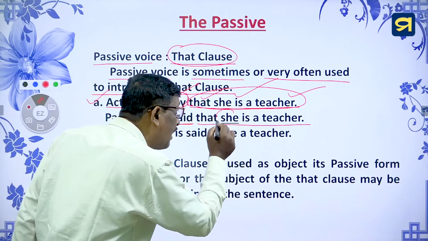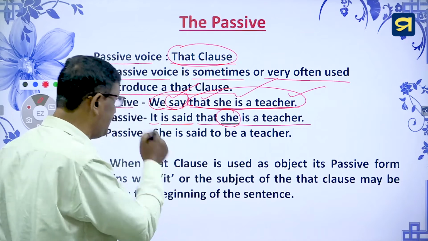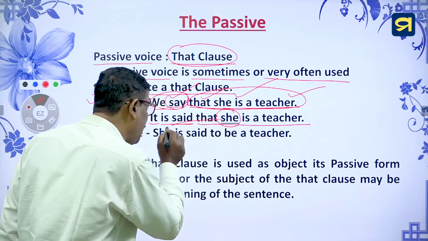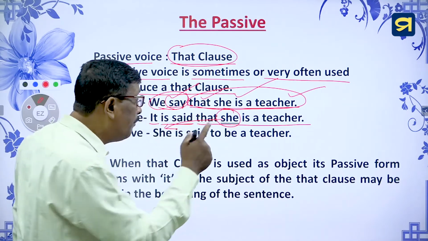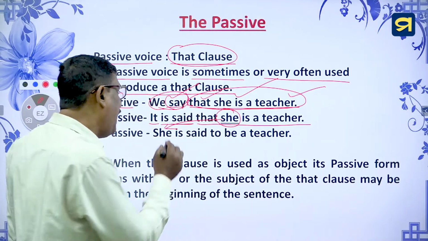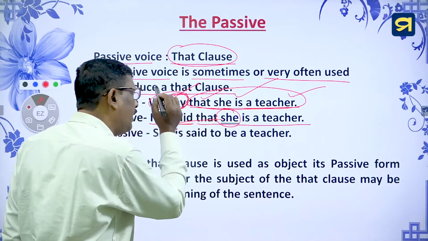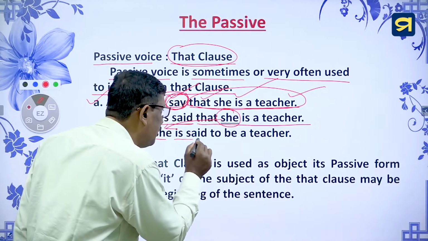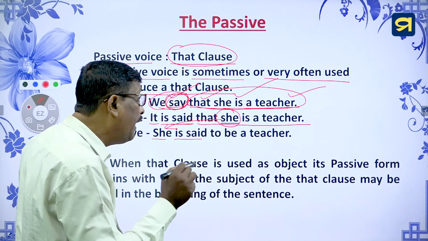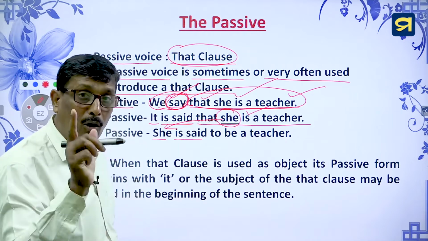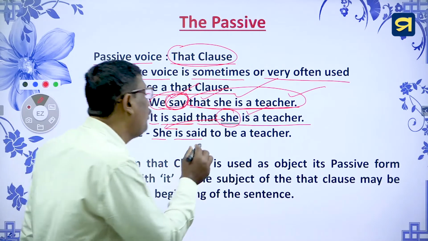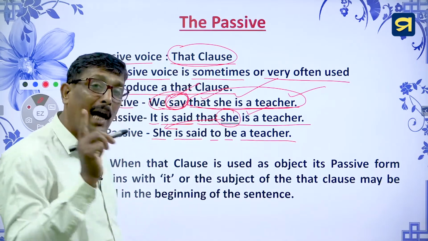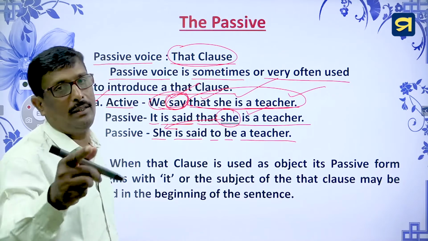But when the subject of the that clause is used in the beginning of the sentence, how will it change? You mark it. Here "she" is used in the beginning of the sentence, because it is the subject of the that clause. And according to the verb, we will change from active voice to passive voice. How? She is said. When "is" is used as a main verb followed by a complement, then we have to use "to" followed by "be", then the complement. In this way, we can also change active voice to passive voice.